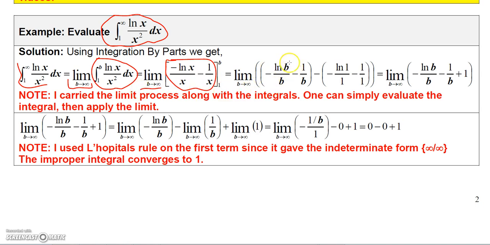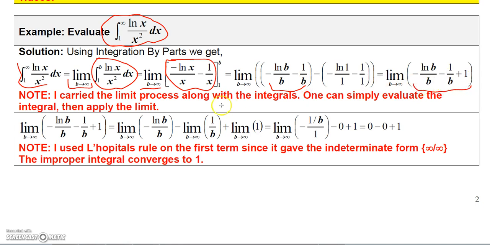So now let me apply the fundamental theorem of calculus. I would first evaluate this function at b, so I'd get minus natural log of b over b minus 1 over b. And then I subtract this function evaluated at 1. So I would subtract minus natural log of 1 over 1 and then minus 1 over 1. Well, the natural log of 1 is 0. So when you subtract this, you're really just going to get minus negative 1. So minus negative 1 gives you plus 1. So you're going to get these two terms and then plus 1 with them. So that would give you this.